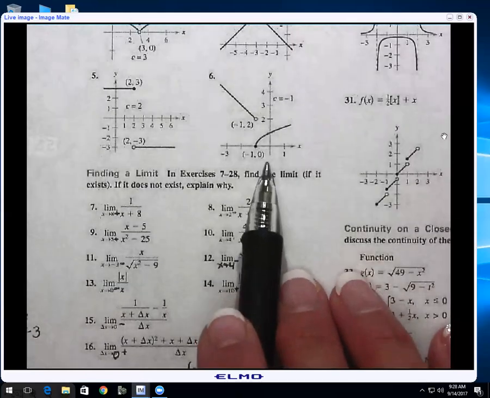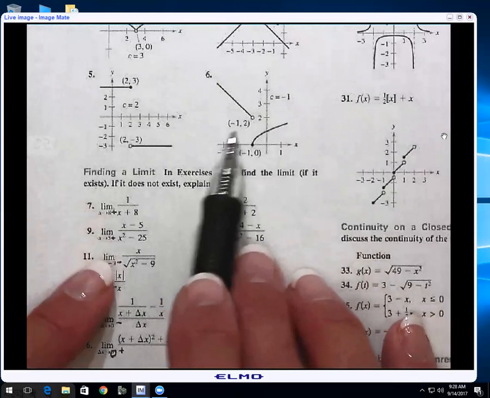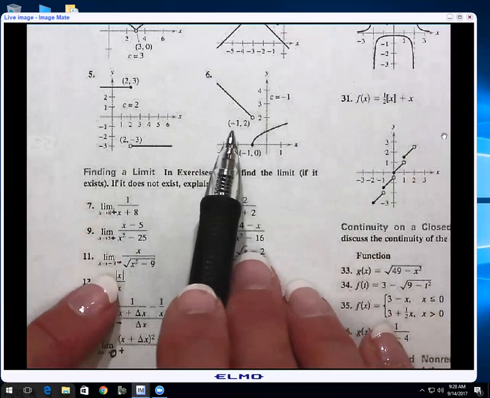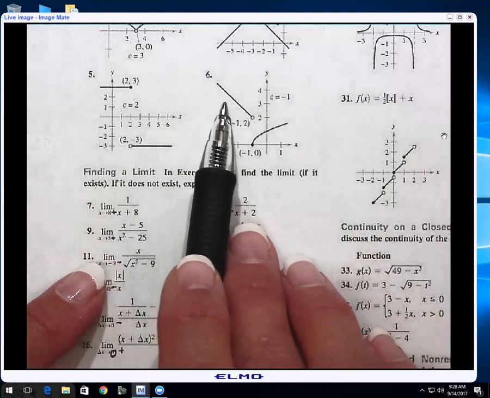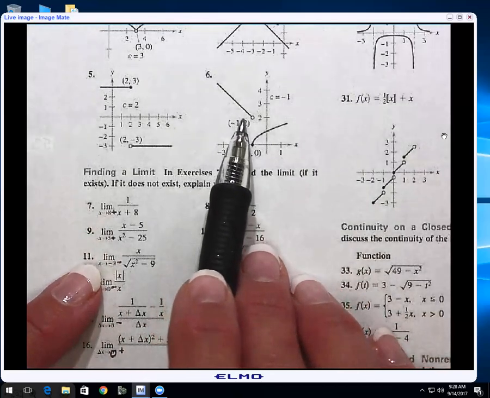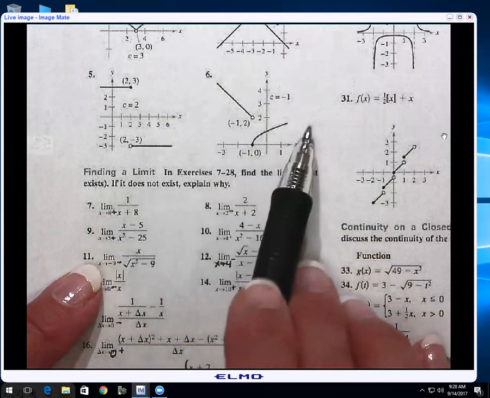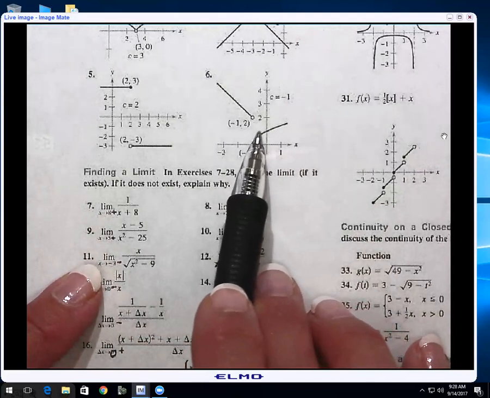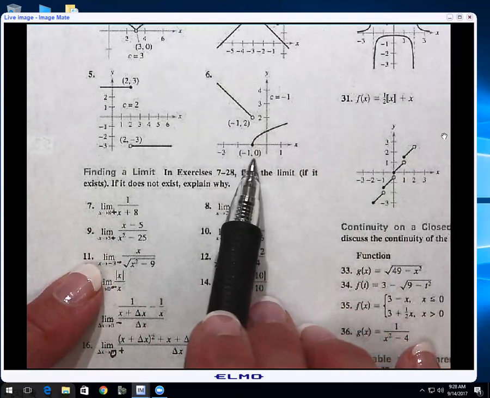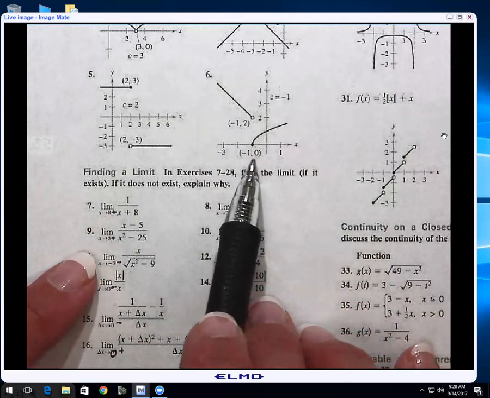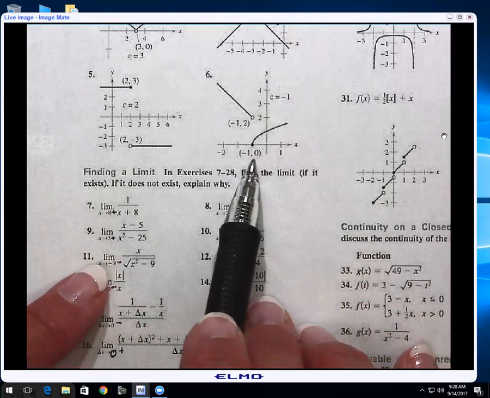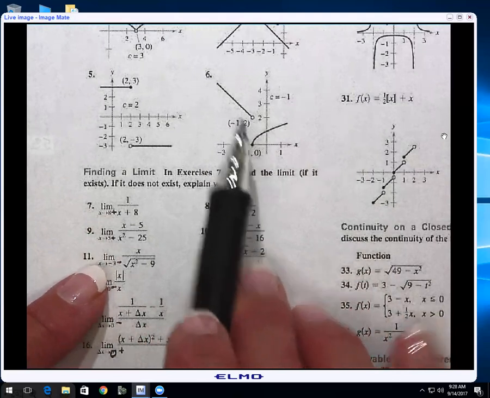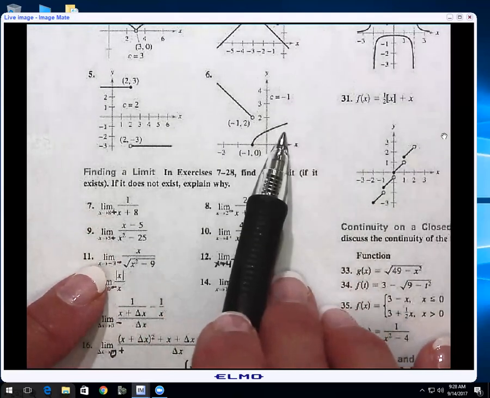And number 6, the value of C is -1. What's the limit as x approaches -1 from the left? 2. What's the limit as x approaches -1 from the right? 0. So what's the answer to the C part? What's the two-sided limit? It does not exist because the left-hand limit doesn't equal the right-hand limit.